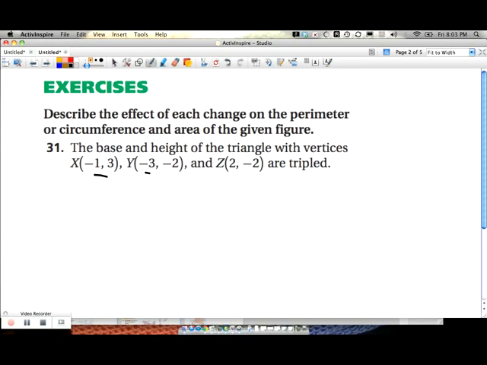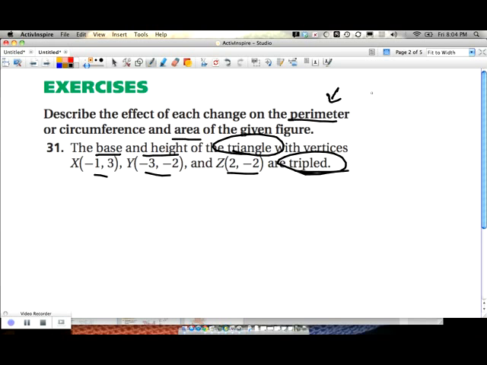So we have the first one here. The base and height of a triangle with vertices blah, blah, blah, blah, blah are tripled. I said blah, blah, blah because I don't really care about those. I care about the idea that it's tripled and that it's a triangle. And that I'm saying the base and the height are tripled. And it's asking me about the change on the perimeter and the area.